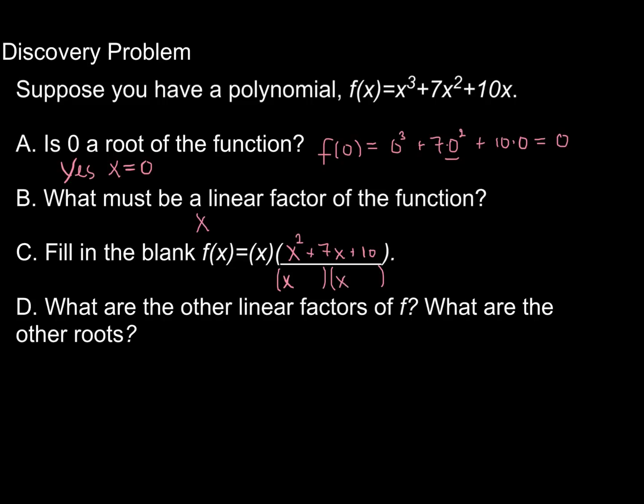x times x would get me x squared. And then I need two other terms in my binomial here that need to multiply together to be 10, but also add together to be 7. So I have 2 and 5. Well, now notice that I found the other linear factors. I have all three now. So what are the other roots? Well, I know if I plug in 0, the whole thing will be 0. And now it's easy to figure out what x values make these two linear factors go to 0. Negative 2 and negative 5. So the other roots are x equals negative 2 and x equals negative 5.